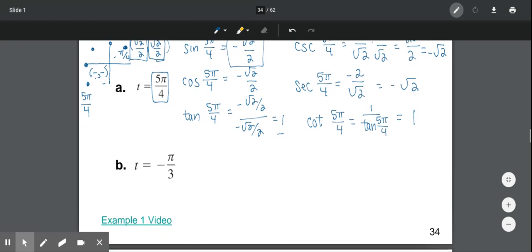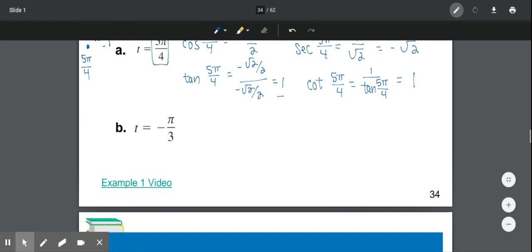Okay, so the 4s are a little bit easier, but now if we get to negative pi over 3, again, we need to think about it on our unit circle. We know that positive pi over 3 is right here, so negative pi over 3 would be down here, right? And so this has your positive x values and your negative y values. And if we talk about our exact values at pi over 3, our x is 1/2 and our y is root 3 over 2. That's your x and your y at pi over 3. Which means at negative pi over 3, our x would still be 1/2, but our y would be negative root 3 over 2.